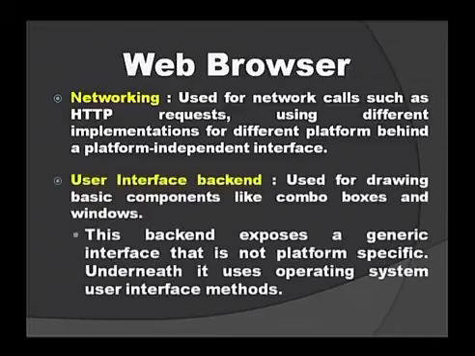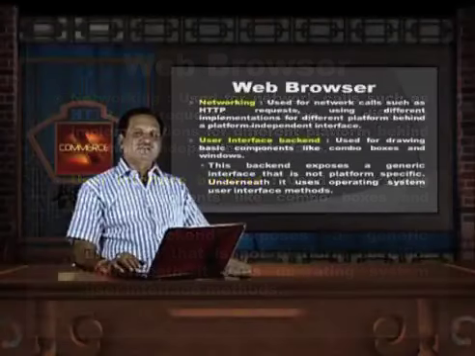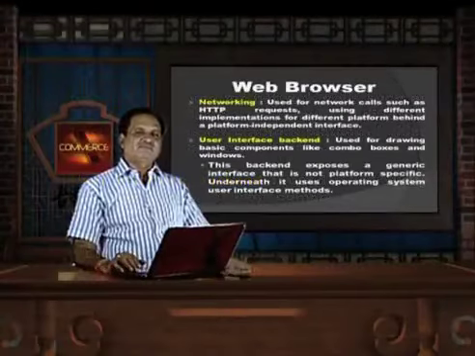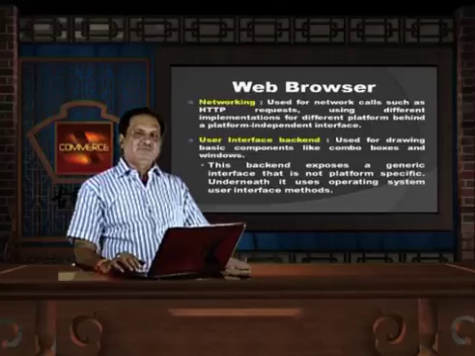Another component is the user interface backend. It is used for drawing basic components like combo boxes and windows. This backend exposes a generic interface that is not platform specific. Underneath it uses the operating system user interface methods, so that the corresponding operating system applications or APIs can be taken care of.